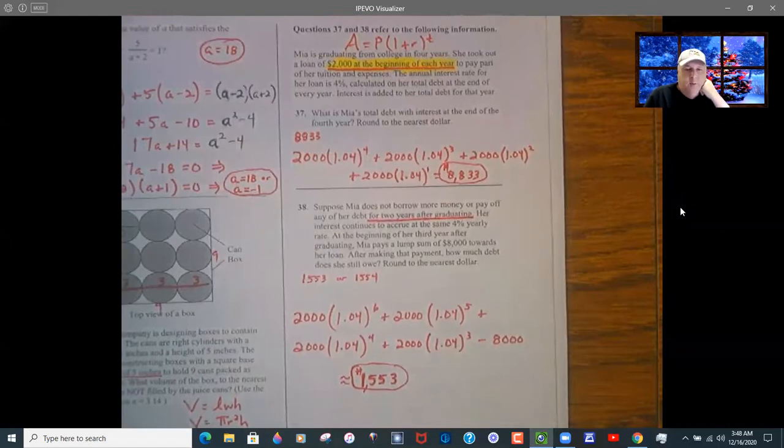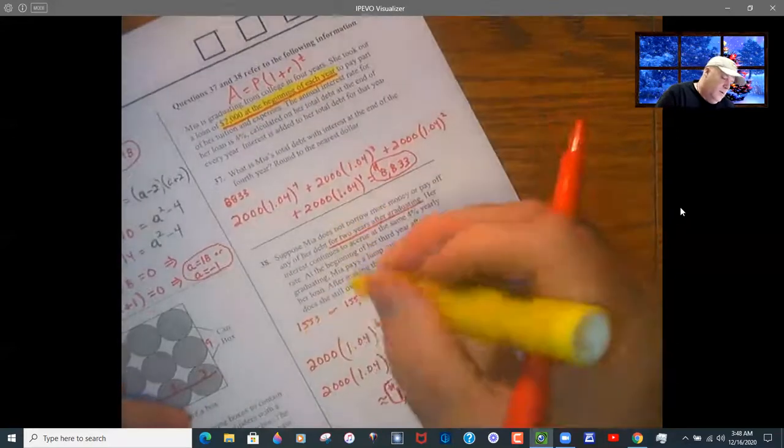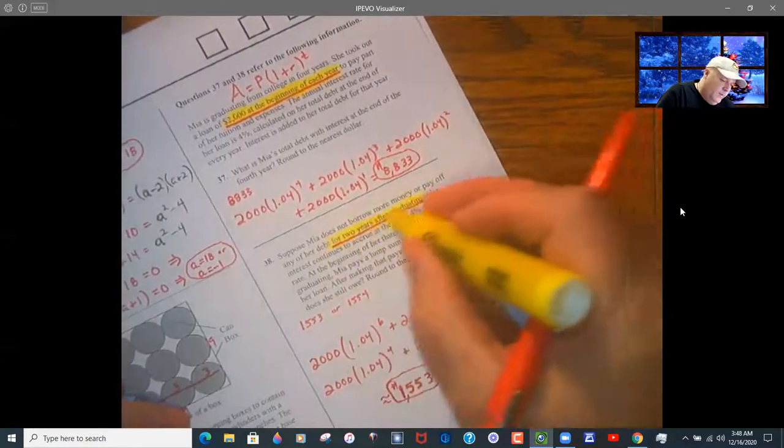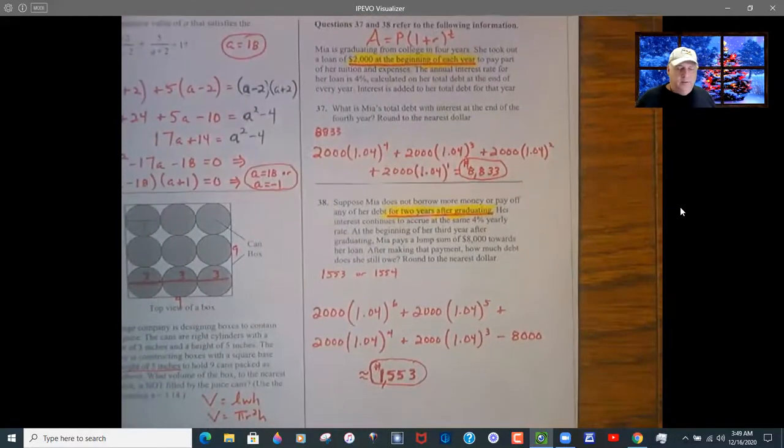It's saying she took out 4 loans of $2,000 at the beginning of each year, and 4% is calculated on the total debt every year. Then she waits for 2 years after graduating to start repaying. So I would rank these 2 problems as more difficult for sure.